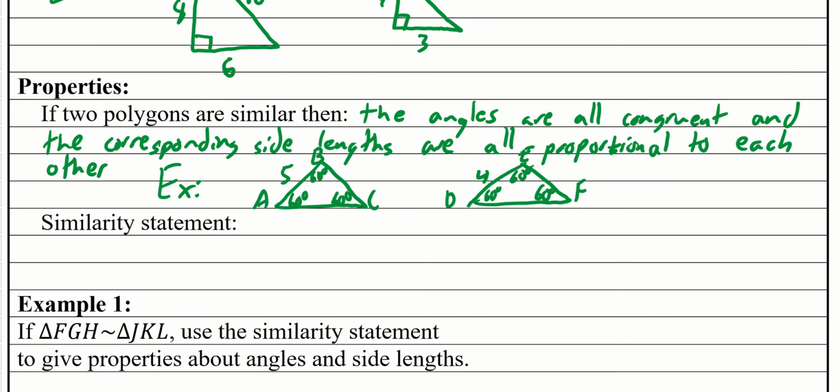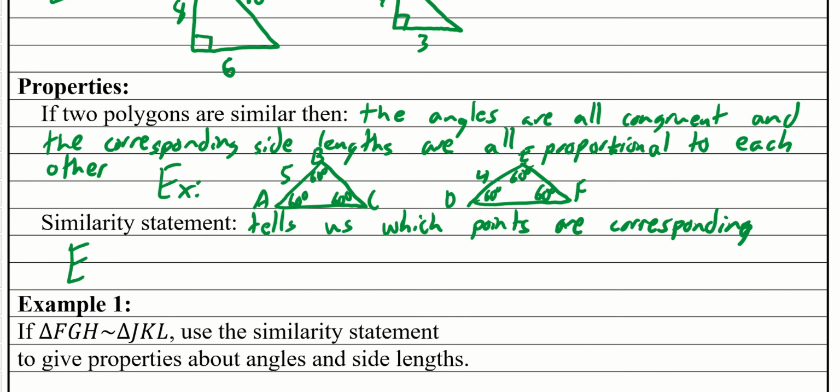So a similarity statement, we'll just say this. We're going to say it tells us which points are corresponding. Okay, that's all the similarity statement tells us, is which points are corresponding between two different similar shapes.